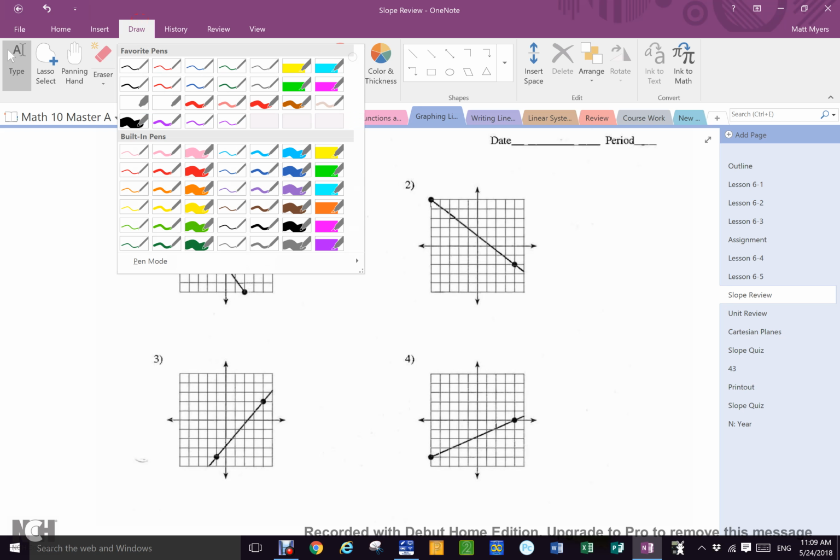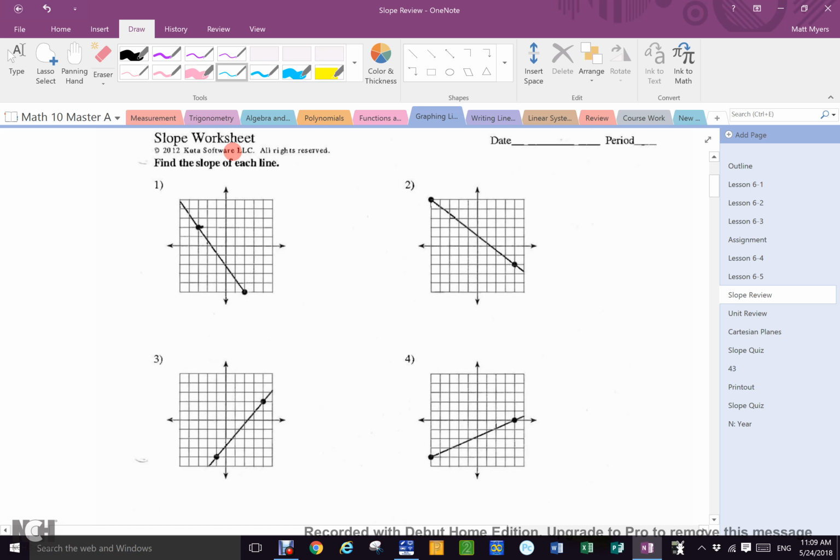Everything on this page is worth 1 mark. Slope on a graph. What's the easiest way to find slope on a graph? Rise over run. All you got to do is count. Pick a point. Oh, look, I even picked the points for you. 1, 2, 3, 4, 5, 6, 7. 1, 2, 3, 4, 5. 7, negative 5. Slope, negative 7/5. 1 mark.